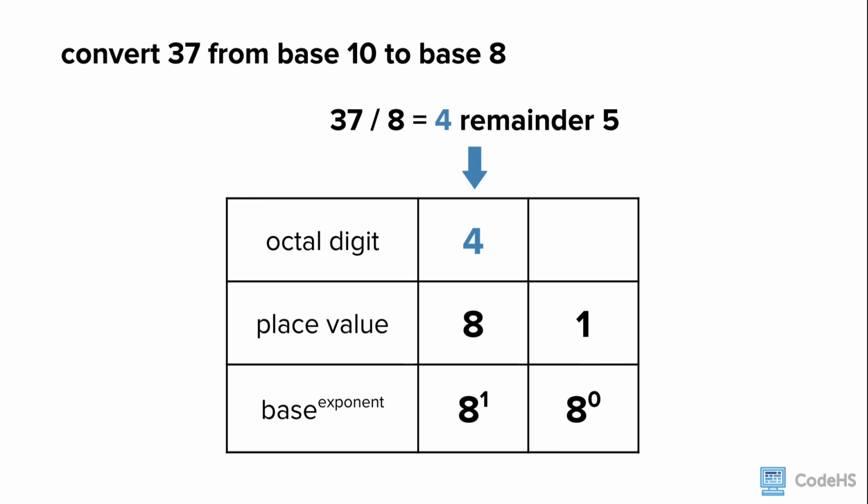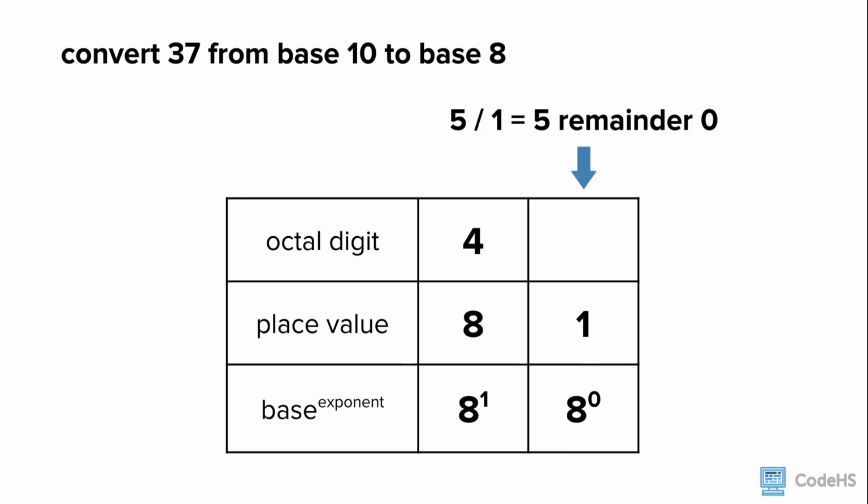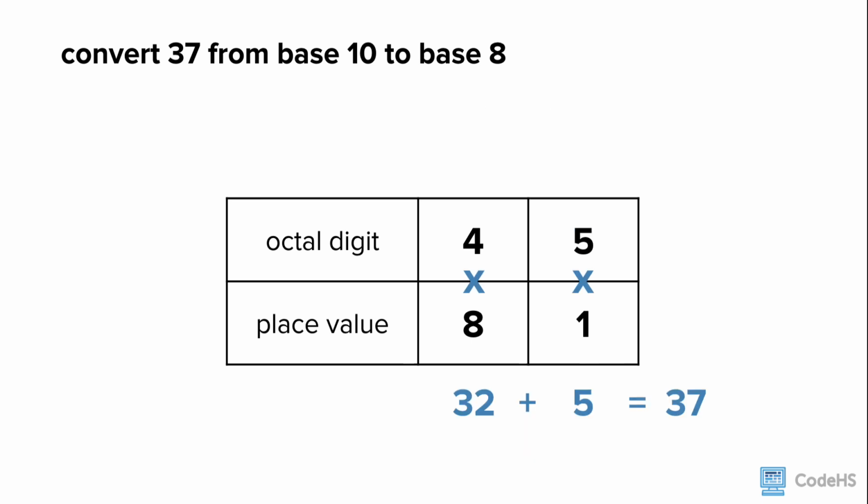So we place a 4 in the 8's place. Then we divide our remainder 5 by the next place value 1 to get 5 with a remainder of 0. So we put a 5 in the 1's place. We can check our work by multiplying. 4 times 8 is 32, and 5 times 1 is 5. When we add them together, we get 37, so we know we converted correctly.